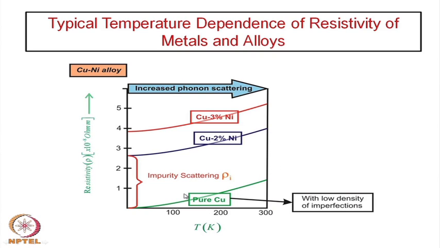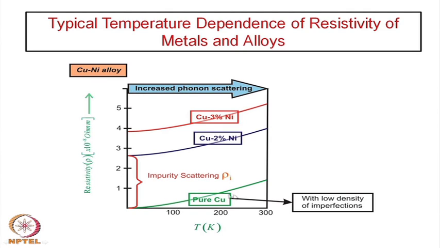So, the impurity effect is almost independent of the temperature, and the temperature is also independent of impurity, and it is proportional to the impurity content. So, higher is the impurity content, more and more solute atoms are put in the alloy, more resistance change. So, compared to pure copper, the copper nickel alloy of either 2% or 3% nickel has an increased resistivity or increased resistance. So, this is what they say, the increased phonon scattering.